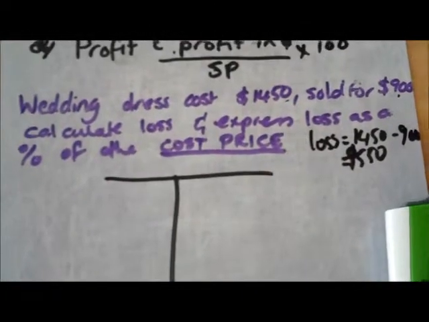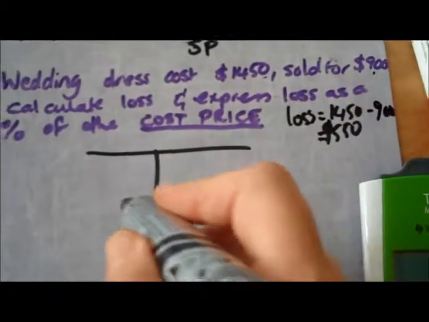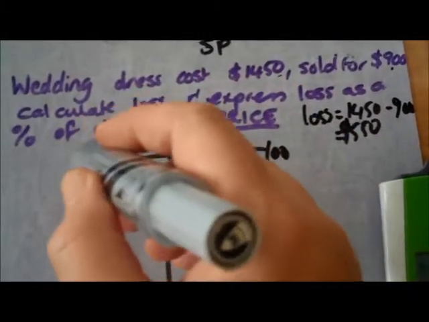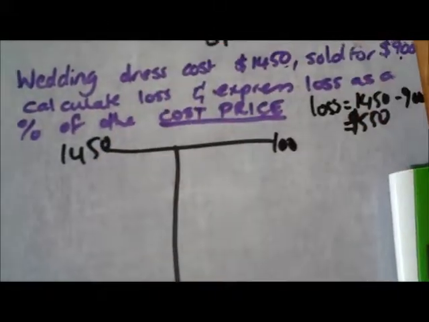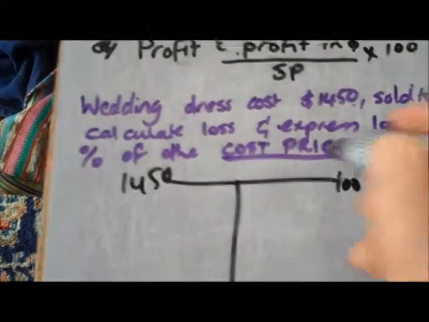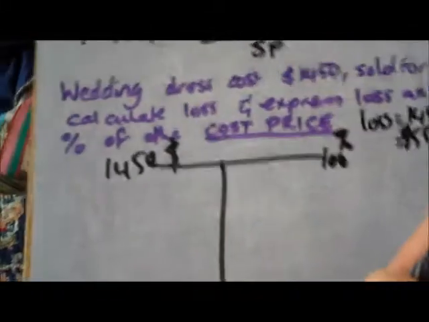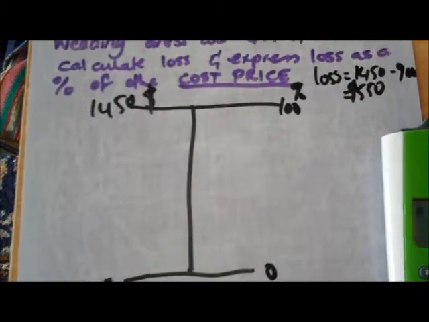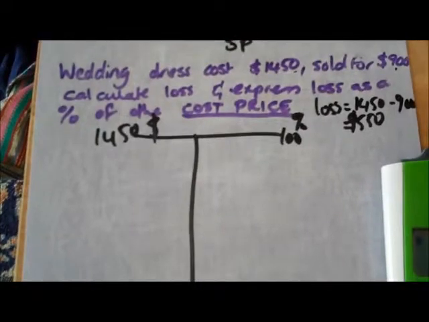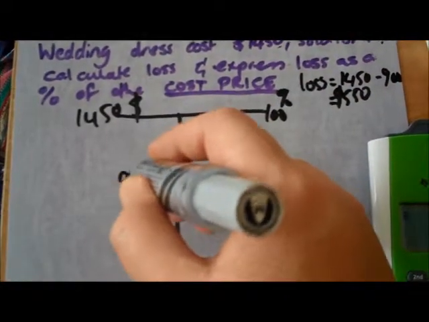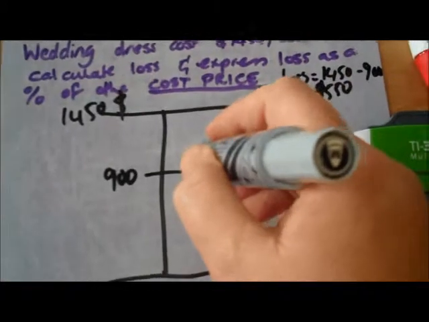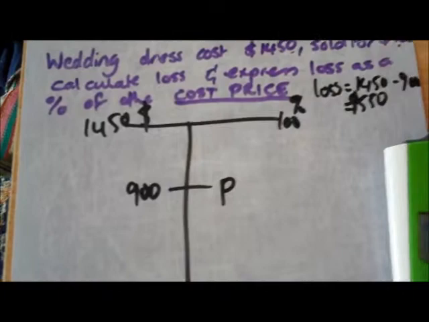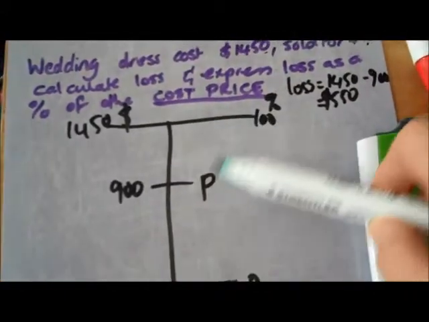Let's have a look how I'd actually work out this percentage with a double number line. So originally she bought the dress, 100% was $1,450. So this is percent, this is dollars. Okay. She bought it for $1,450, that was 100%, and then she made a loss. She sold it for $900. And I would like to know what the percentage is of that, what that decrease is. So what is the difference between these two numbers?